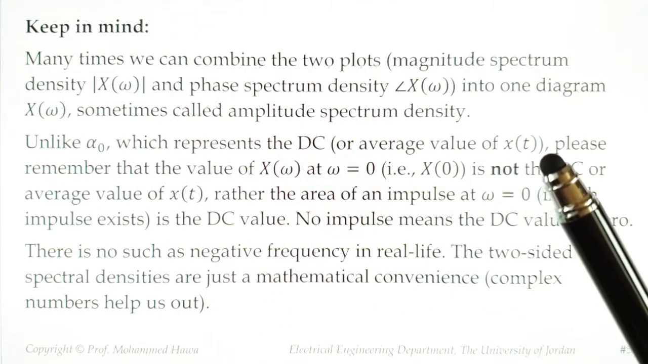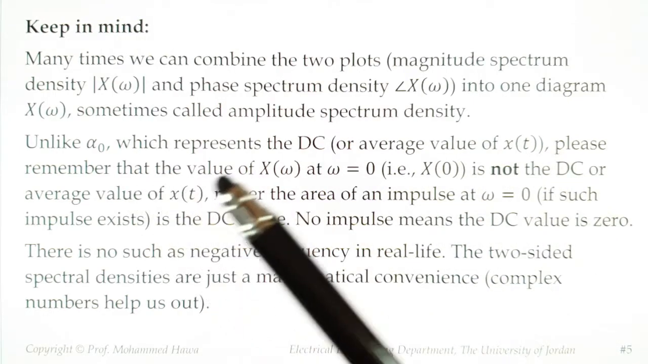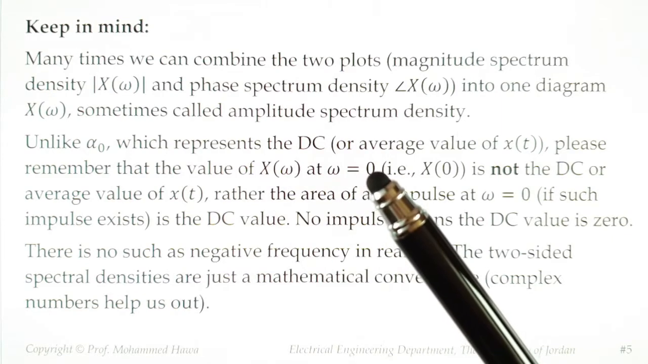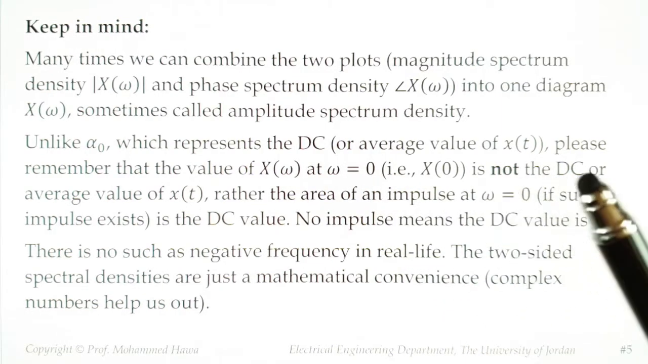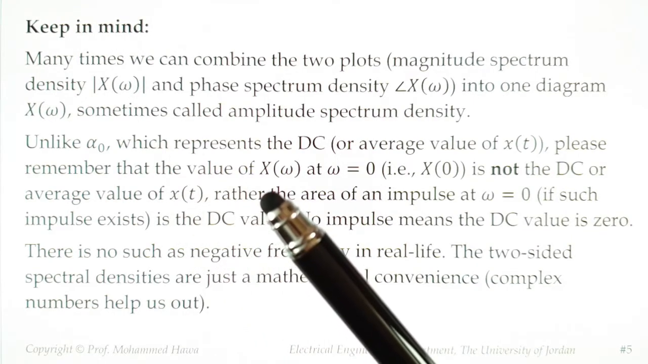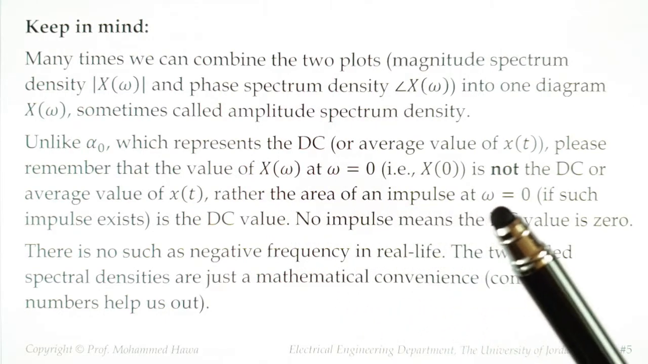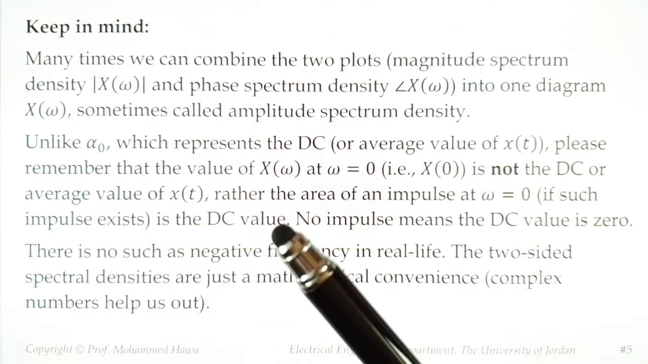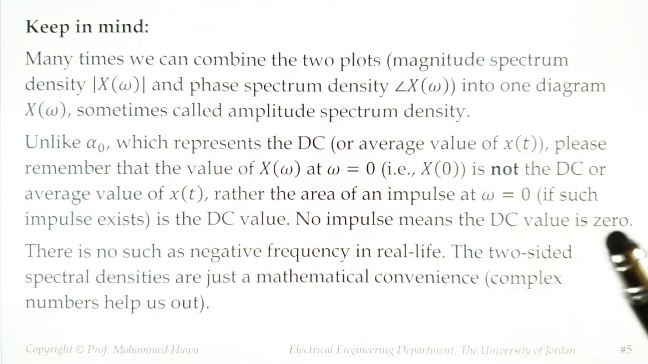Another thing to keep in mind is that unlike alpha naught, which represents the DC value or the average value of the signal x of t, please remember that the value of X of omega, the Fourier transform at omega equals 0 radian per second, is not the DC value or the average value of x of t. Rather, the DC is represented by an impulse at 0 frequency. So the area of an impulse at omega equals 0, if such impulse exists, is actually the DC value. And if there is no impulse, this means that the DC value is 0. Hopefully, I'll explain this even better when I show you the Fourier transform of a general DC value.